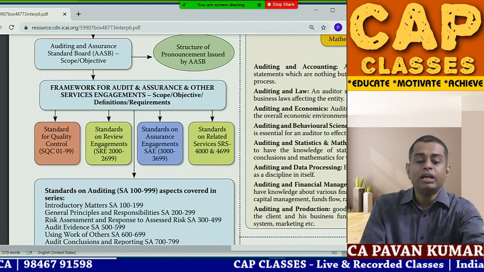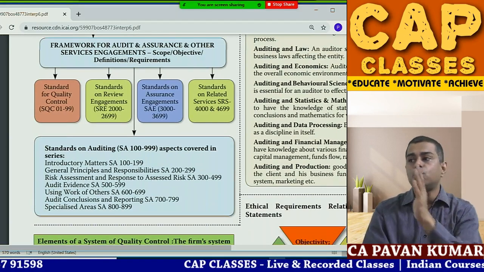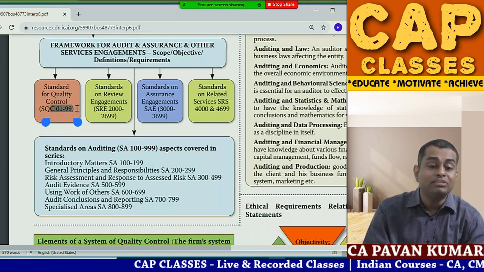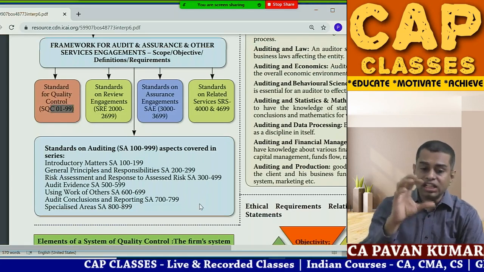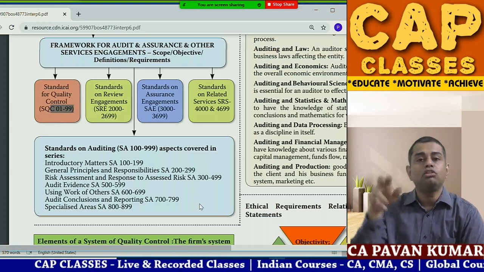Now what is applicable to us? Standards from 100 to 999. This numbering can be asked in MCQs. What is the correct series of standards on auditing? Then they will ask you 100 to 999.